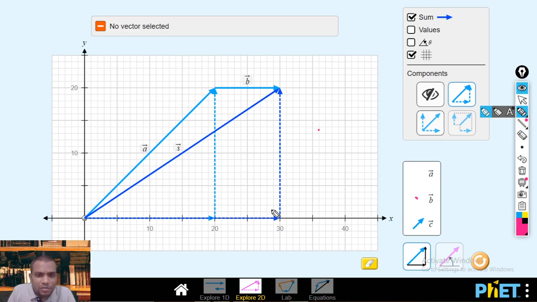Here I introduced two new things, known as unit vectors. i cap is the unit vector along the x-axis and j cap is the unit vector along the y-axis. Now let us learn about vectors in three dimensions in the next class. I will continue that in my next class.